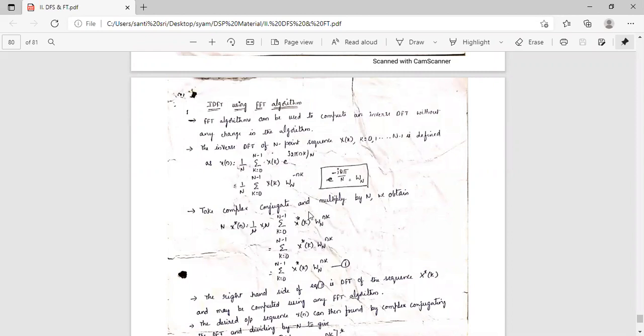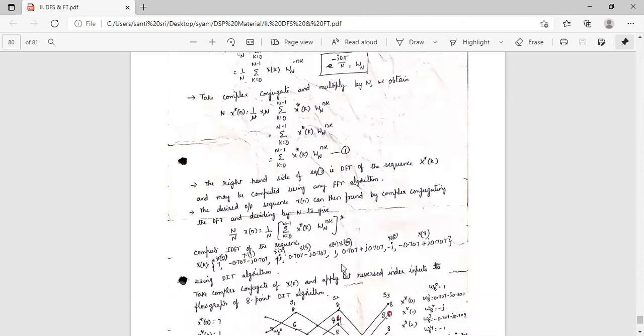Why? Because it is a complex conjugate, right? So sigma n equal to 0, k equal to 0, sigma k equal to 0 to n minus 1 x star of k into w n power n k, or it is sigma k equal to 0 to n minus 1 x star of k into w n power n k. That is considered as equation number 1.